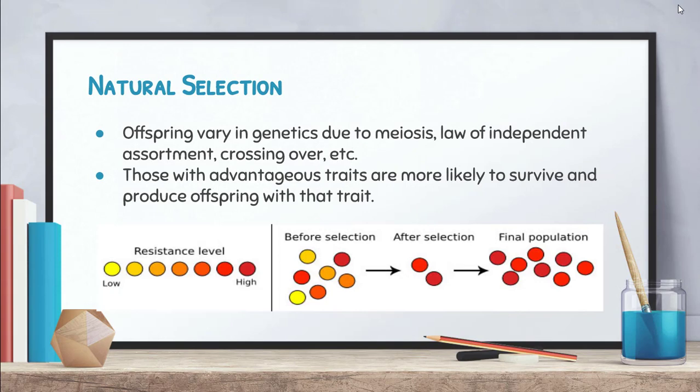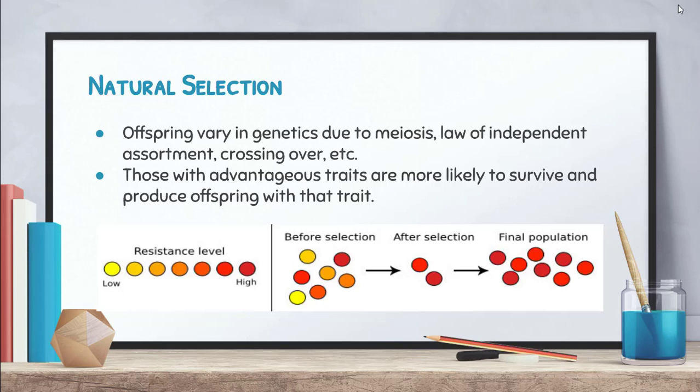Now, natural selection is a process where those with traits best suited to the environment are more likely to survive, reproduce, and pass those traits on to their offspring. Offspring vary in genetics due to meiosis, the law of independent assortment, crossing over, etc. So the genetics of individual organisms is going to be different, and they're going to express different characteristics as a result of that. Those with traits that provide more of an advantage than others will survive, reproduce, and if you have those traits, you're more likely to pass them on to your offspring.